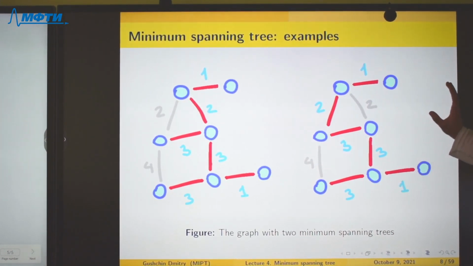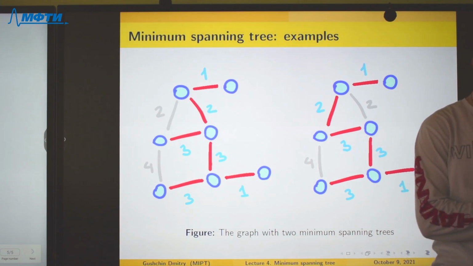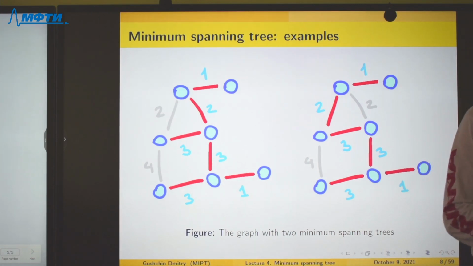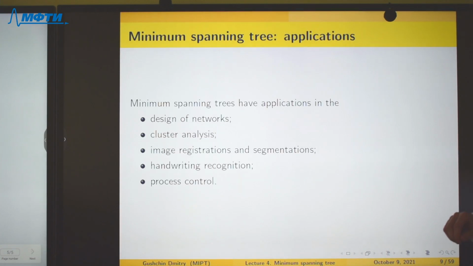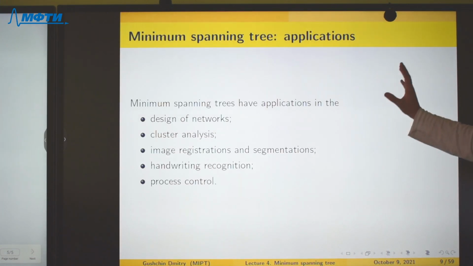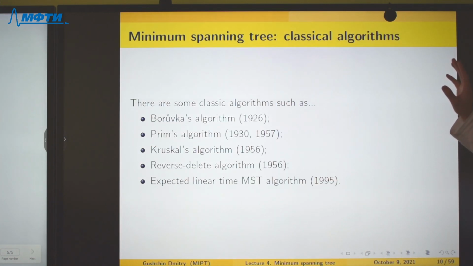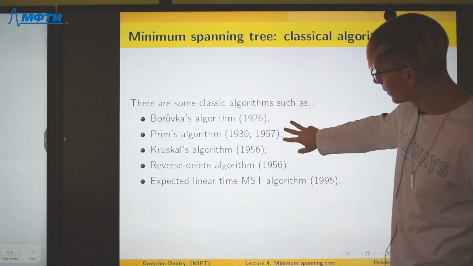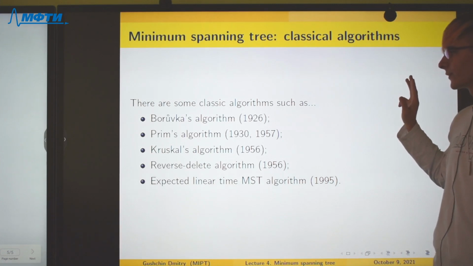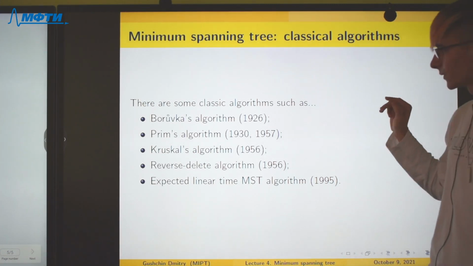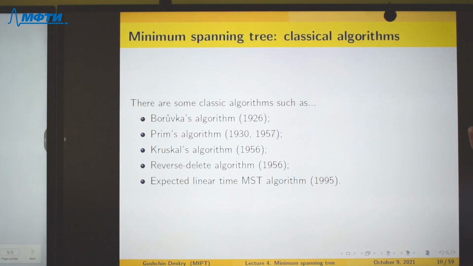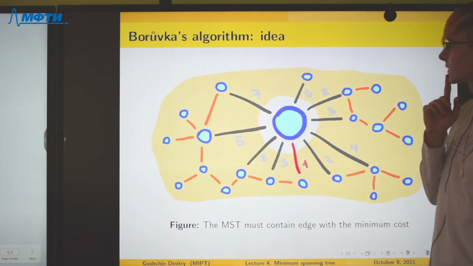So it's about uniqueness, and then we talk about the first algorithm. Yeah, we have time to talk about it. Of course, there are different applications of minimal spanning tree. And today we will talk about three classical algorithms: Boruvka's, Prim's, and Kruskal's. Firstly, about Boruvka's algorithm.